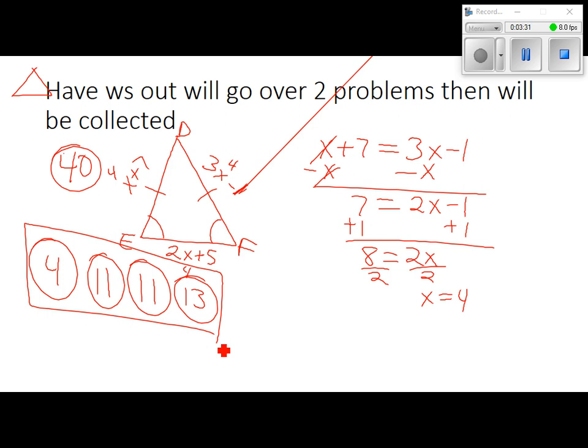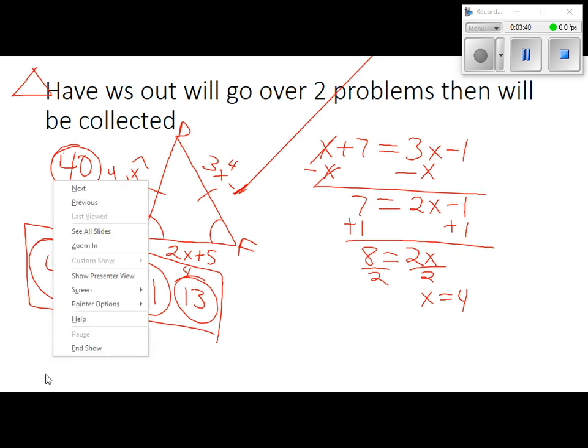Next question, yes, Ethan. Can you do 28? So everybody got that before I erase it?